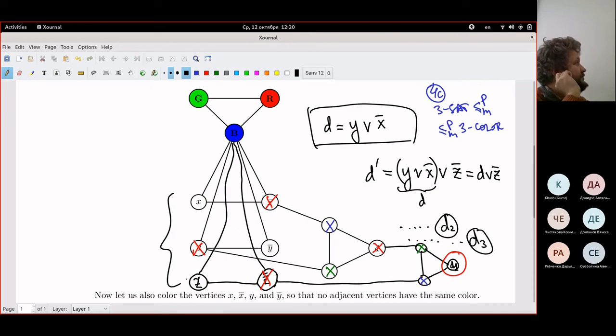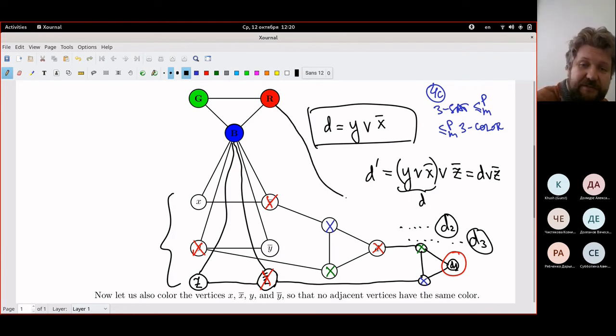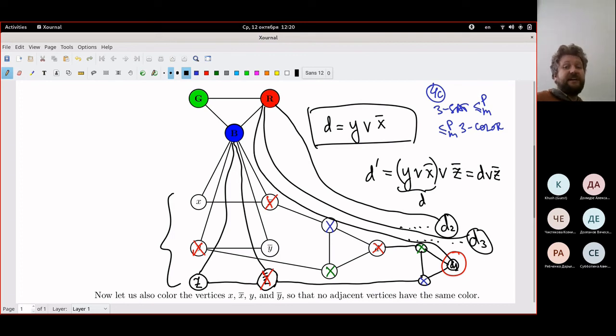How do you enforce this? Or to be not red? Connect them to red, right? I just take all of them and connect them to this red vertex. And thus I enforce them not to be red. Because if two vertices are connected, they are not the same.